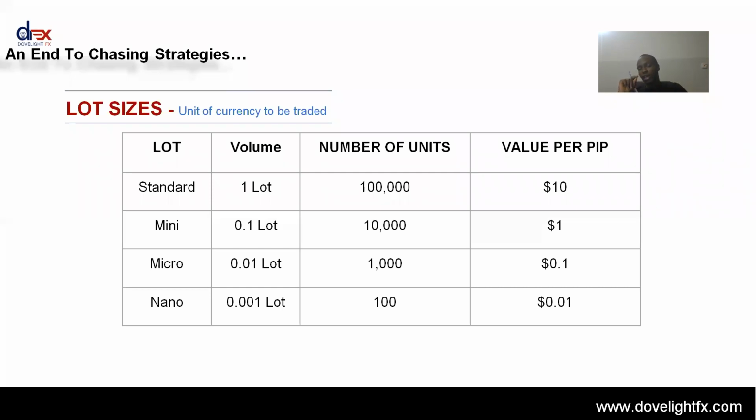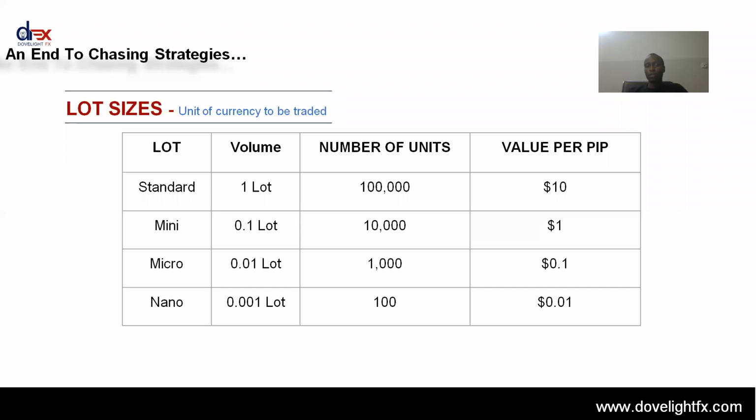One standard lot size is equal to buying 100,000 units of a currency. And each pip movement of a lot size traded is $10. Three pip movement is going to be equal to what, guys? $30. Yes.